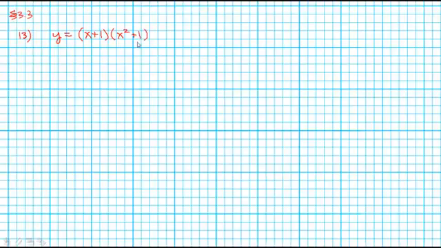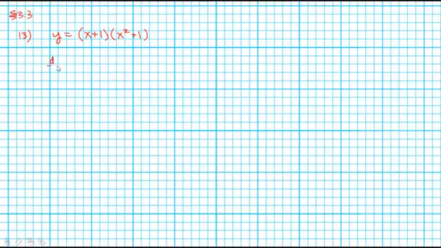One by using the product rule, and the other one by multiplying out first and then finding the derivative using other differentiation rules. Let's do the product rule first.